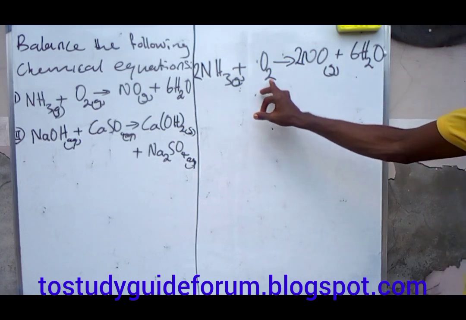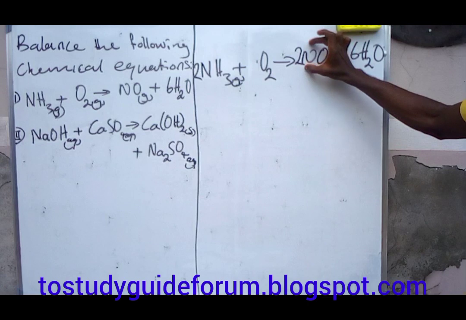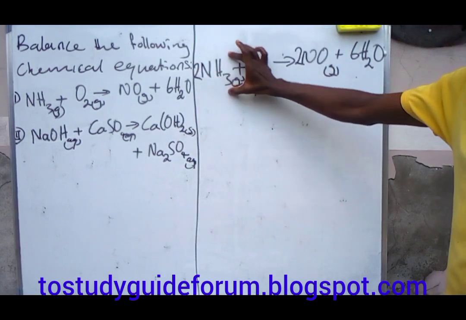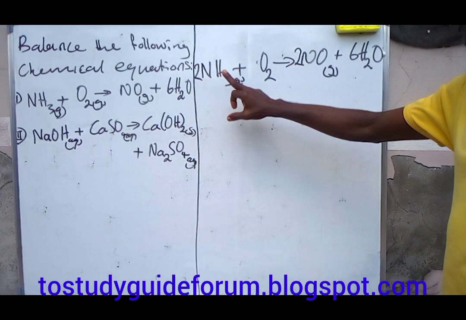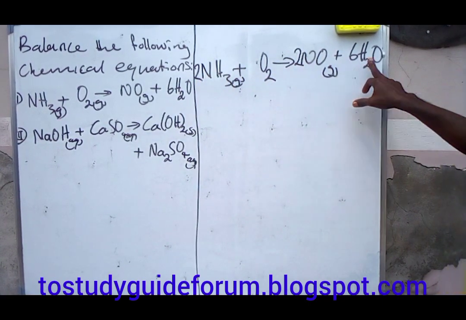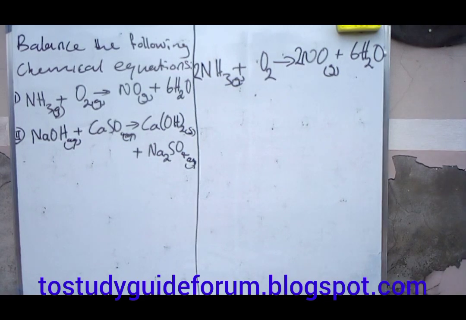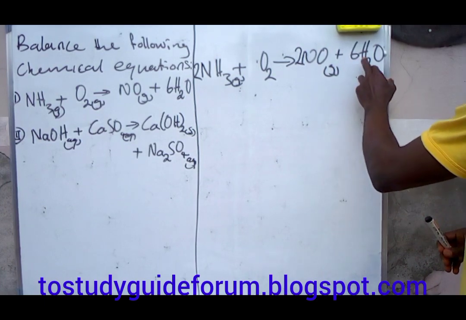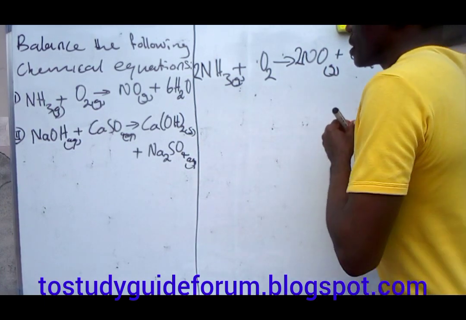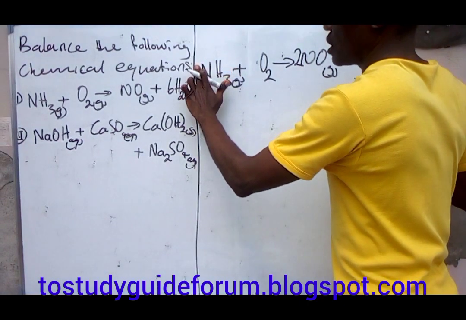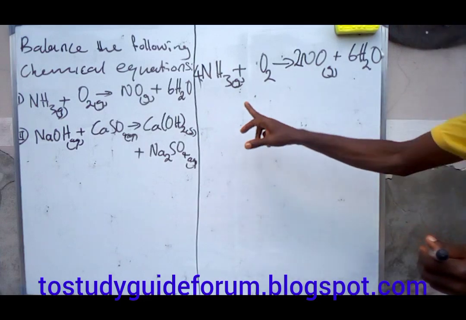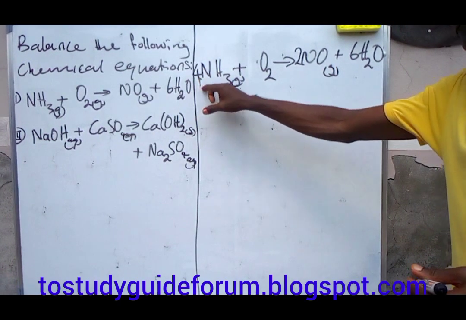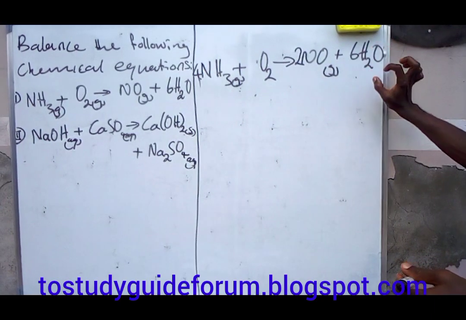If you look at it, we have 2 oxygen, 2 nitrogen, 2 nitrogen, 6 hydrogen, 6 hydrogen. Oh, no, we are not there yet. Here is 12, 2 times 6 is 12. So what we can put here is 4, making it 3 times 4, which will give us 12. 2 times 6 will give us 12.